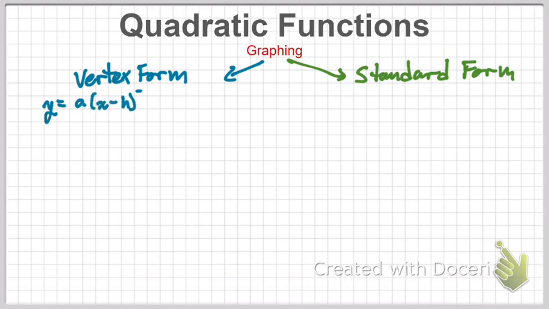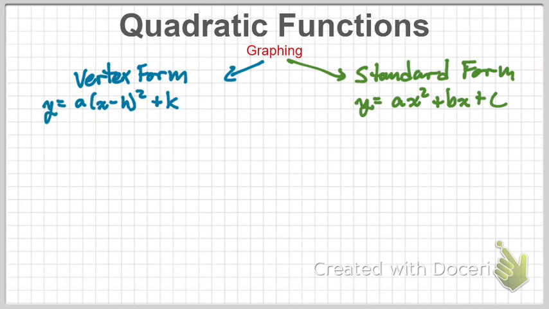Vertex form looks like this. It has the A out in front. It has an H and a K, and the marking characteristic of a vertex form is that it has these parentheses with a squared. Now, you don't have to have those parentheses. If there's no H, then there wouldn't be any parentheses. Standard form looks like this. Looks like a standard polynomial. Okay, we have our A, B, and C for that form.